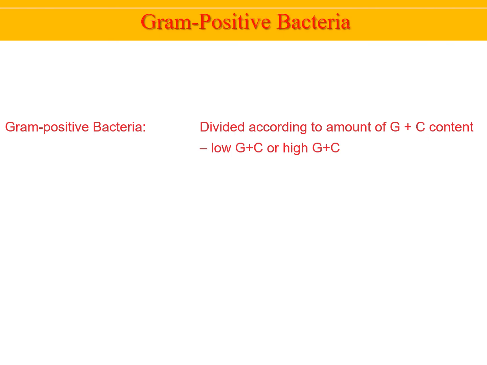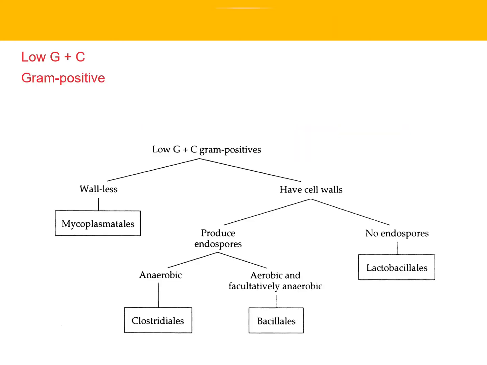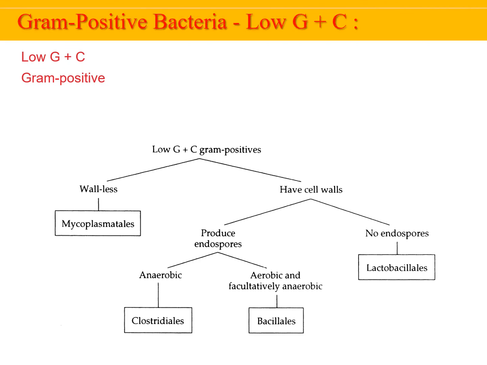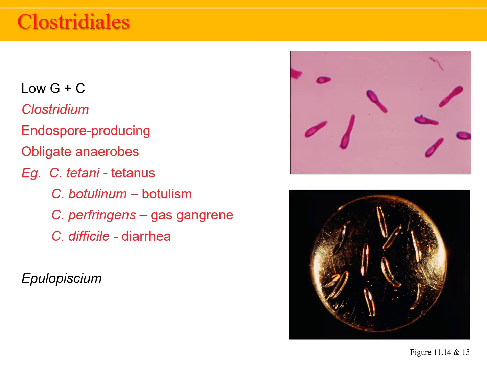Okay, there are also gram-positives. The gram-positive bacteria are divided typically on the amount of G plus C content in their DNA. There are two major groups, low GC and high GC. Some organisms are low GC. We'll talk about those. Again, I would never ask you if it's a low GC or high GC. These are all gram-positive organisms.